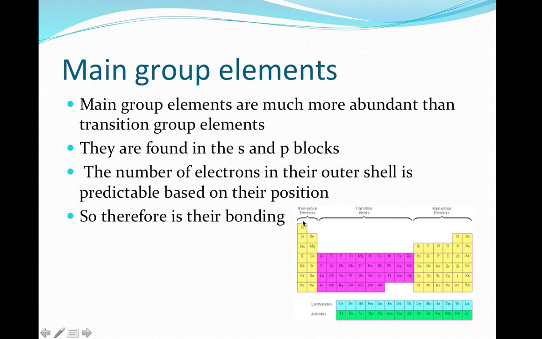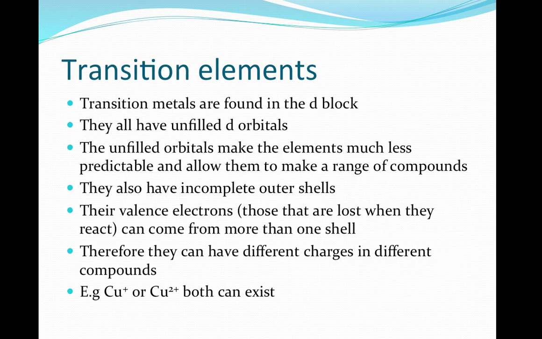For the S block and the P block, we can predict really reliably the number of electrons in their outer shell, and therefore we can predict really reliably what their bonding is going to be. For transition elements, they're all D blocks, so they all have an unfilled d orbital. And if we remember, those d orbitals are very, very close in energy to the S shell, which is orbiting them. That makes them less predictable. They can make a range of different compounds.